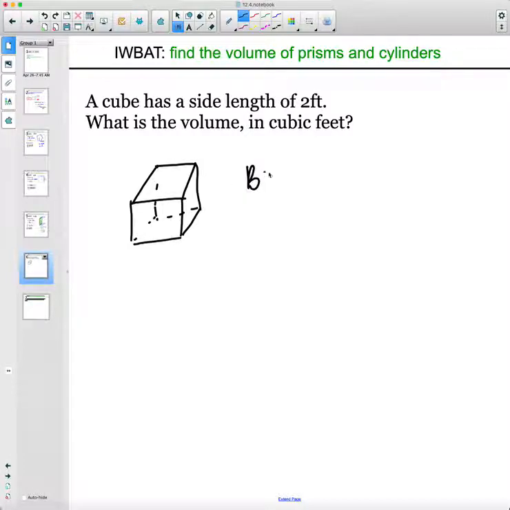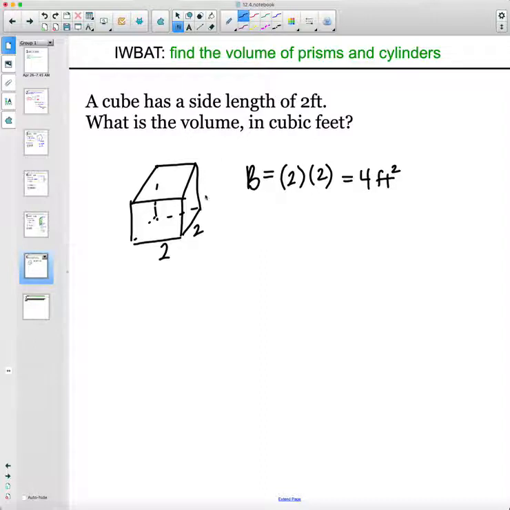So when you go to find the area of the base, a cube has a square base. So you're going to do 2 times 2 for the area, right? So this is 2 and this is 2. So 2 times 2 for the area of that base. So you're going to get 4 feet squared for the base.